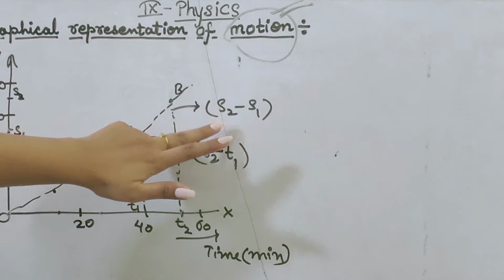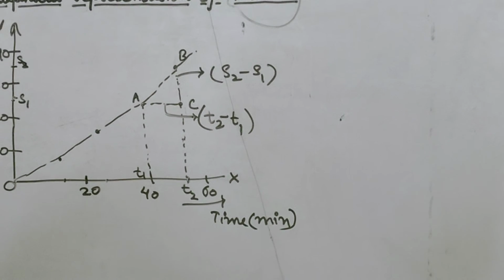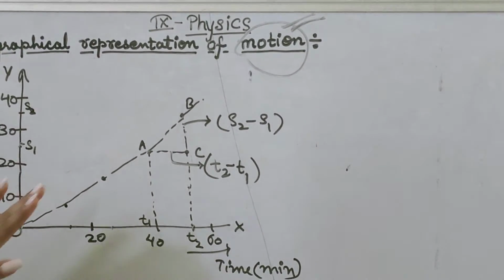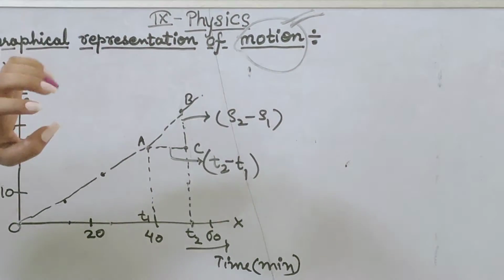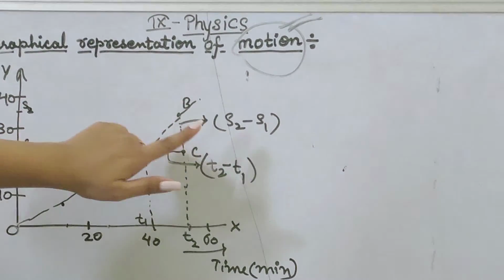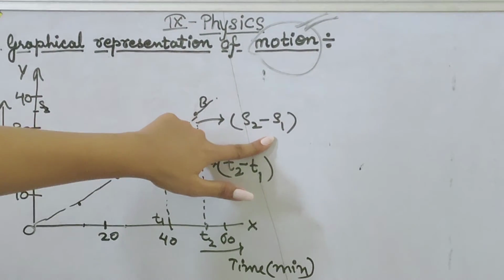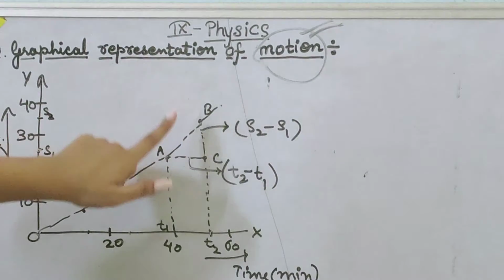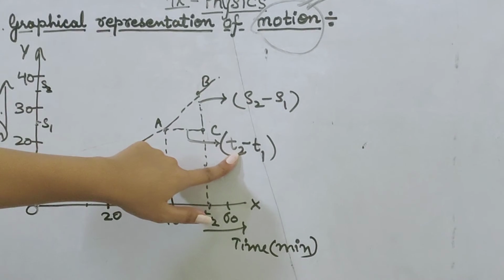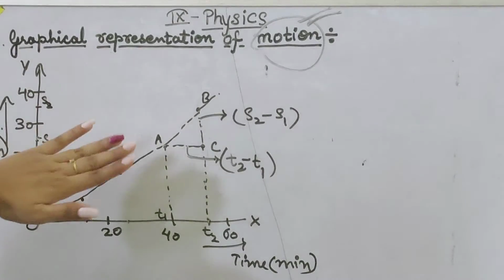This BC's value is this much and AC's value is this much. Clear? Yes, ma'am. So we can see from the graph that as the object moves from point A to B, what distance has it covered? S2 minus S1 is the distance. In what time? T2 minus T1. The speed v of the object can therefore be represented by this equation.